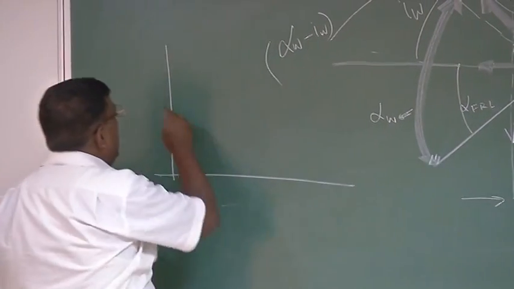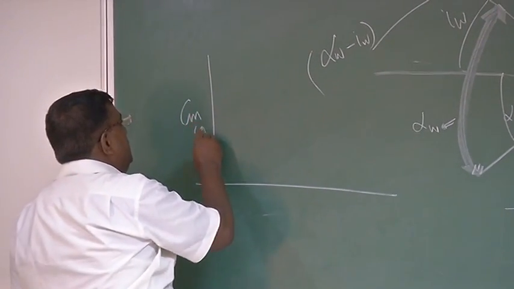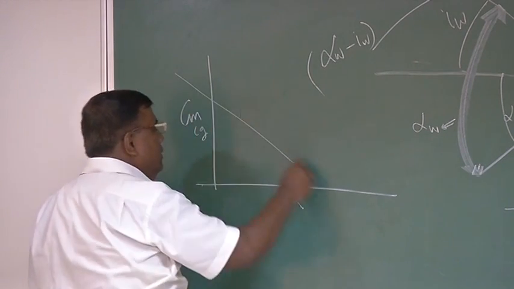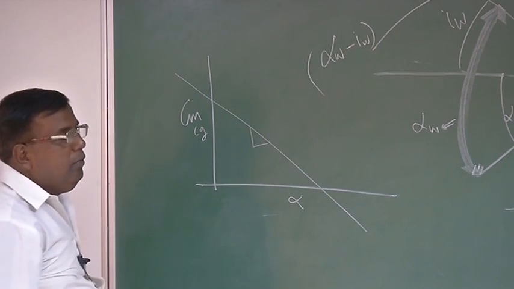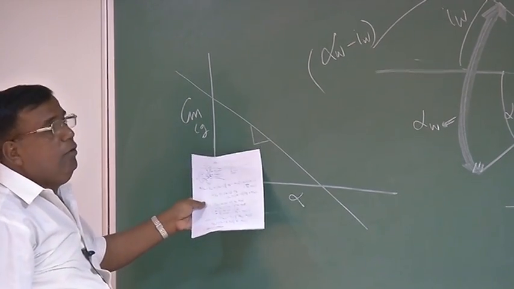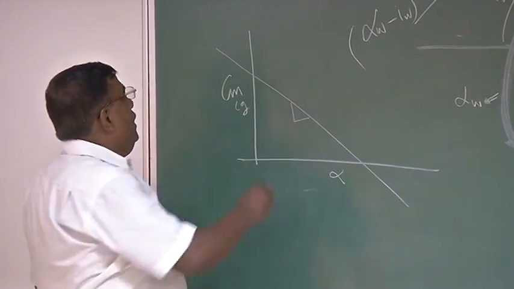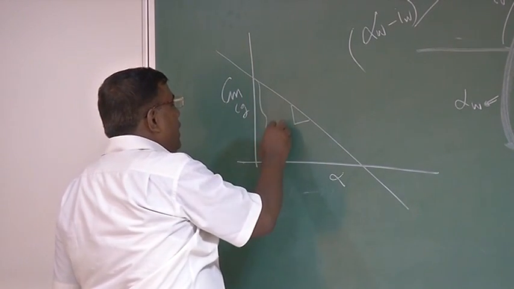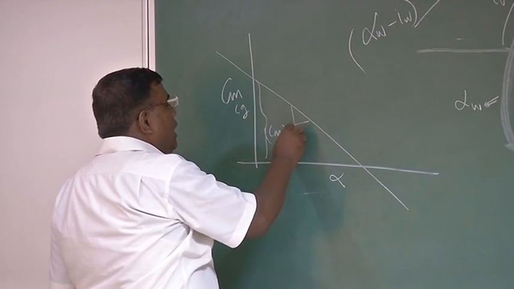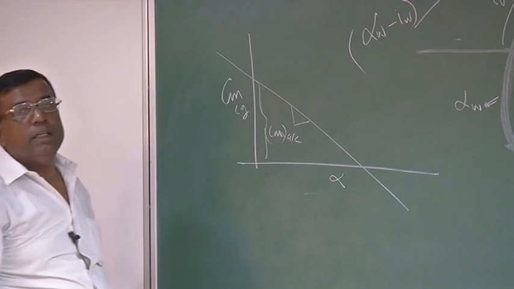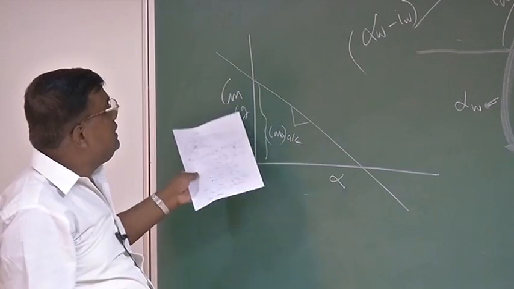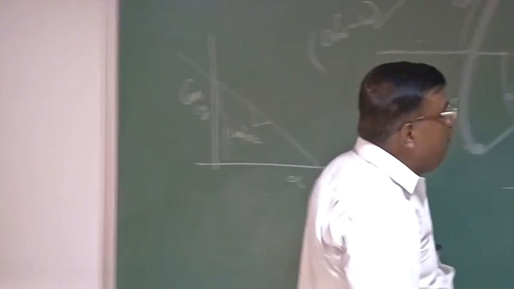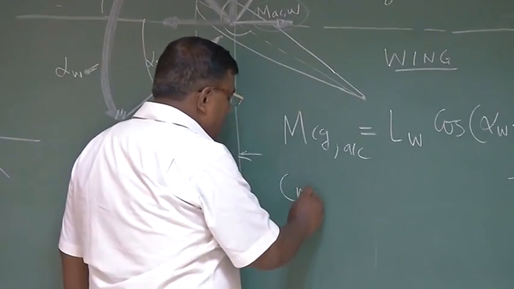Our aim is CMCG versus alpha we want to plot, and we are checking the slope, whatever desired slope we want, how much out of that desired slope wing is contributing, and how much whatever CM naught we require, the whole aircraft, how much the wing is generating or contributing. So we'll be talking in terms of CMCG. So from MCG, how do I come to CMCG? You know, you are expert now.